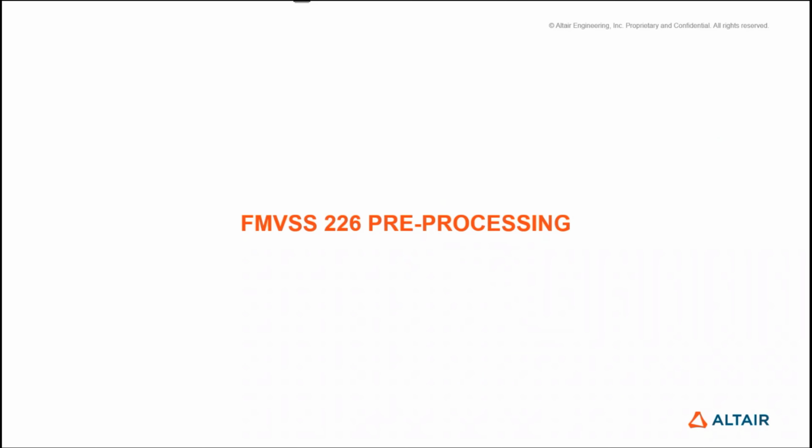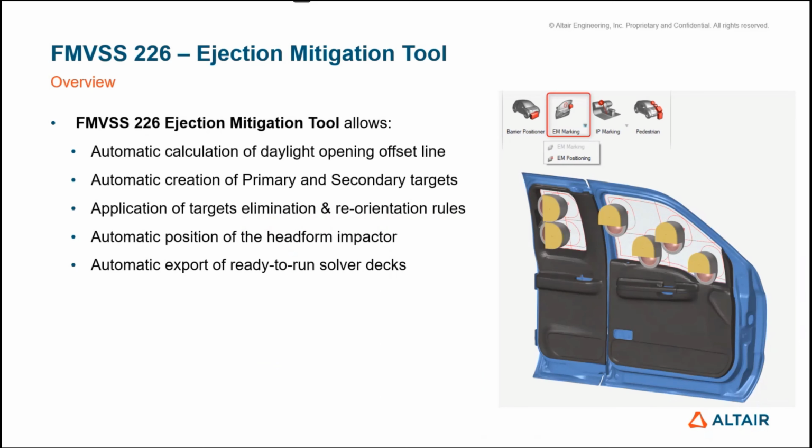So let me give you an overview on the ejection mitigation tool, and my colleague Mohan will continue with the interior head impact tool, which is much more complex than this one. The ejection mitigation tool, as you can see on the screen, I think you can understand what it means. So it's a regulation which is dedicated to test the head impact on the windows of the doors.